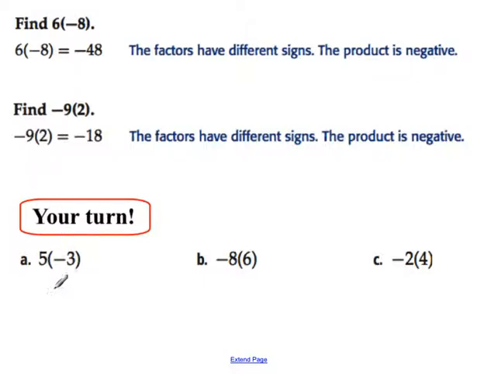All right, I hope you took some time to try these. They have different signs. So in this case we'll have negative 15 when we multiply 5 times negative 3. Negative 8 times 6 is negative 48. Negative 2 times a positive 4 is negative 8. Different signs, answer is negative. So just remember the rule there.